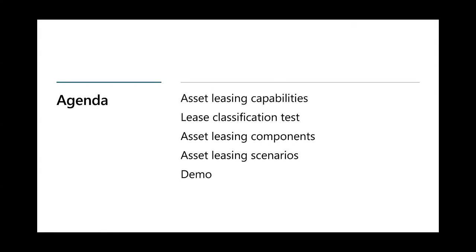Our agenda today, we are going to look at the capabilities of the asset leasing and what we cover and what we support in the new module. Also, we will walk through the asset leasing classification test and how the system classifies the asset to determine if the lease is a finance lease, operating lease, low value lease, and so on. Also, we will look at the asset leasing components in the module, and we will cover some of the integration scenarios in the asset leasing with the fixed assets and accounts payable. And I will try to spend most of the time on a live demo. I am sure you all are excited about it.